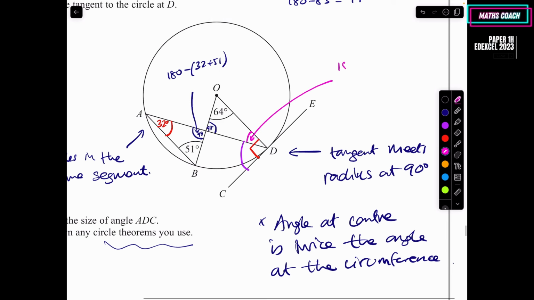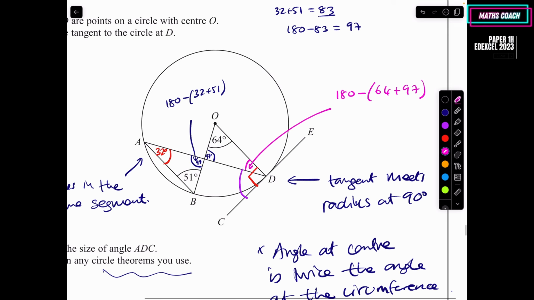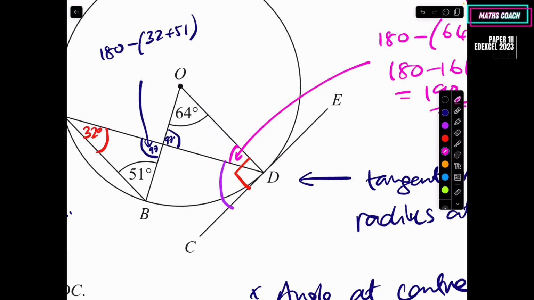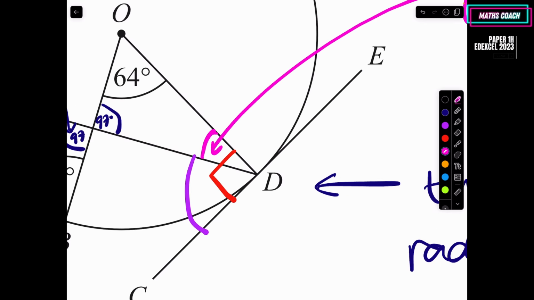So that's going to be 180 minus 64 plus 97. All right, so once again, 64 plus 97: 6 and 9 is 15, and the 1 is 16, so 161. So 180 minus 161, that is 19 degrees. So right here, let's just write 19 degrees.